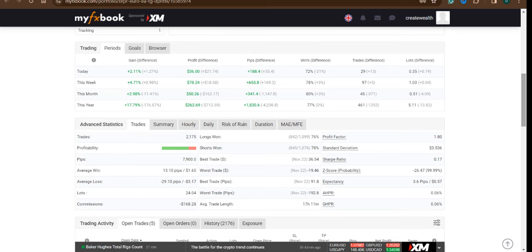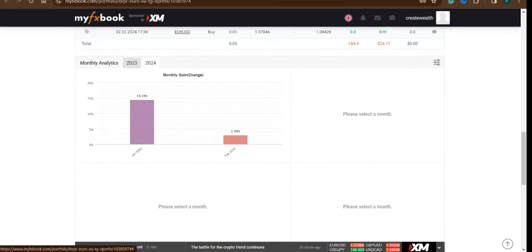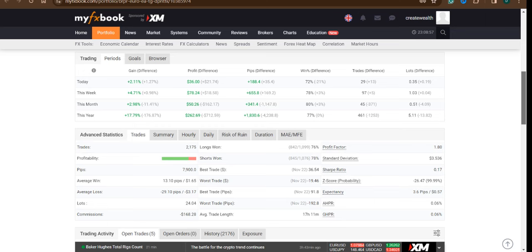Okay, and now if you would like to see the monthly returns, then in 2024 you can see 2.98%, and in January we made 14.39%. Monthly wise, in August we made 17.52%, in September 34%, in October almost 32%, November 21%, and in December 17%. Okay, so these are the statistics in front of you.